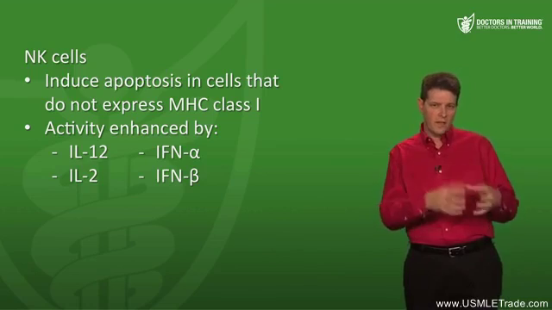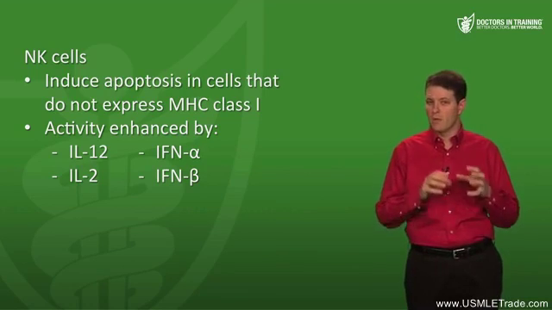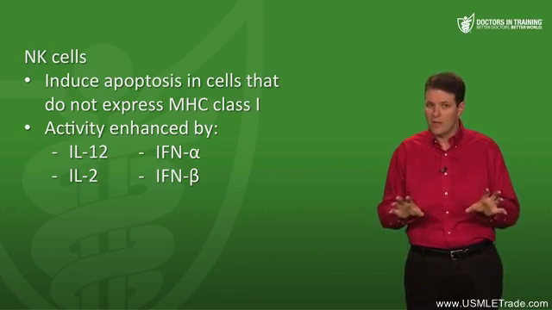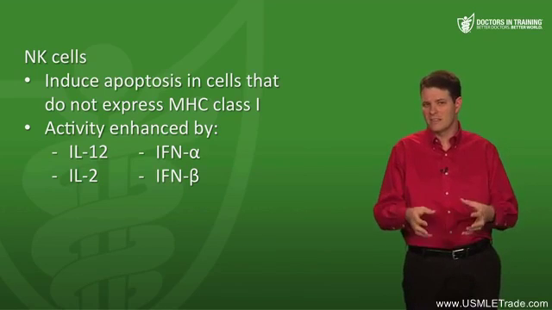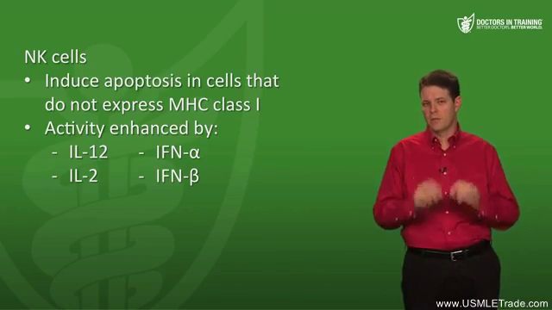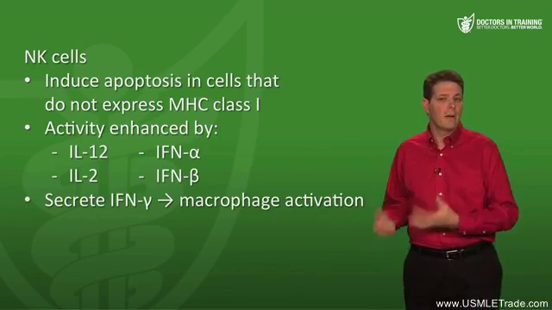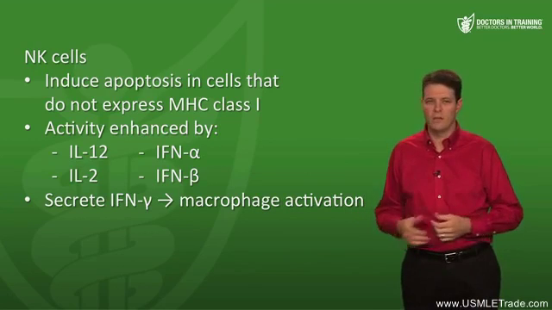So if a cell is infected with a virus, it's going to start releasing interferon beta and interferon alpha, and those interferons are going to tell surrounding nearby cells, look, there's virus around. So you need to start generating these substances that are going to inhibit viral protein synthesis so that you can be protected from the virus. NK cells also secrete interferon gamma, which activates macrophages, like we saw with the T helper 1 cells.